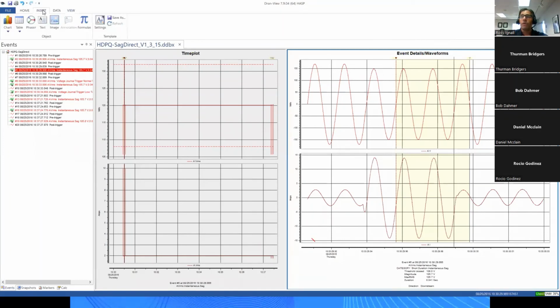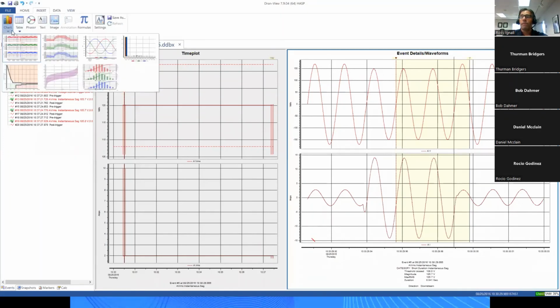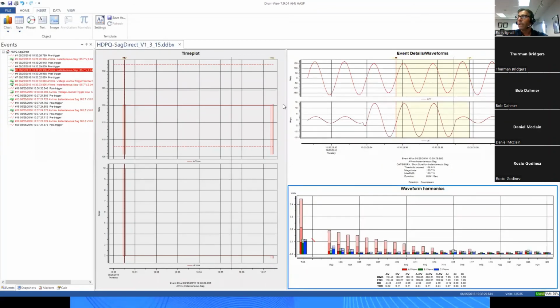I'm going to go insert, I'm going to go chart, and I'm going to insert a DFT or a harmonic chart. So you can see this is showing you the harmonic content that's displayed in this wave shape over here, okay? It's showing you exactly what's in here. This is not recomputing anything. This is showing you the harmonics of the waveforms highlighted here.